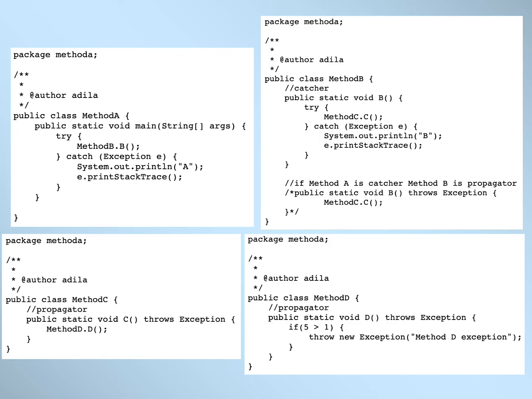The codes for method A, method B, method C, and method D are available on your online learning. So you can try and run those and see what would be the output of it. In method B, I have written two methods where you can try and comment the first one and uncomment the second one to have your method B act as a propagator and your method A act as a catcher.